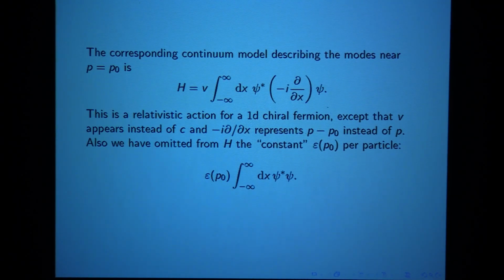Also, I've omitted from H a constant energy per particle, which was that each particle near the crossing at p equals p0 had a constant energy epsilon of p0. So the condensed matter Hamiltonian would also have, in its energy near the Fermi surface, a constant times the particle number.